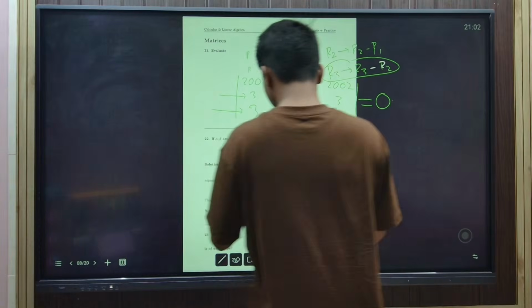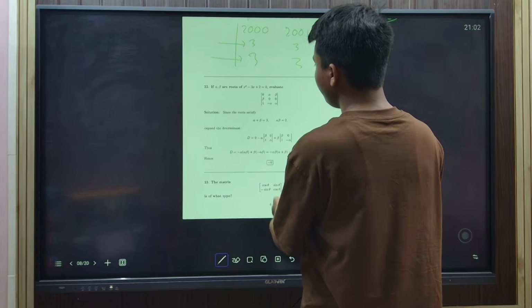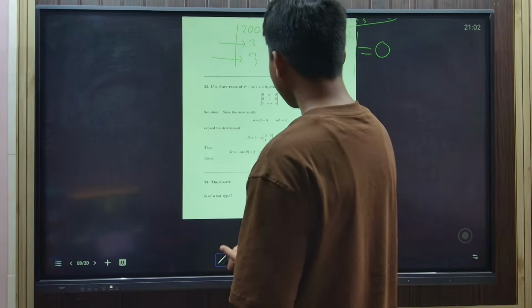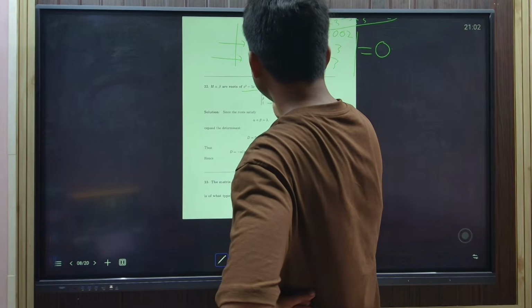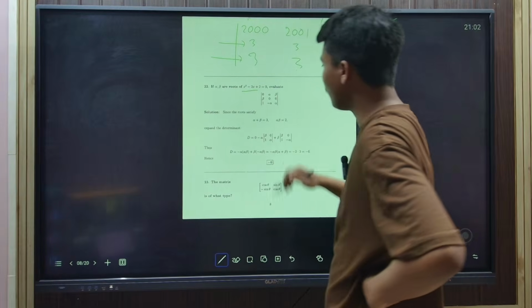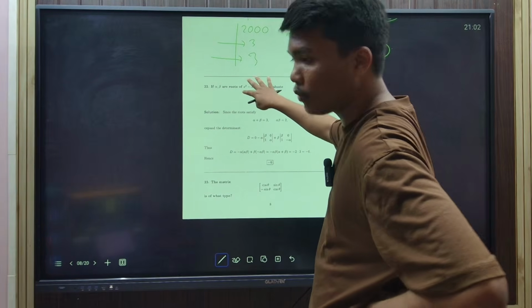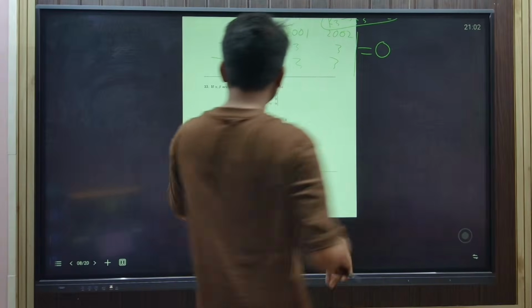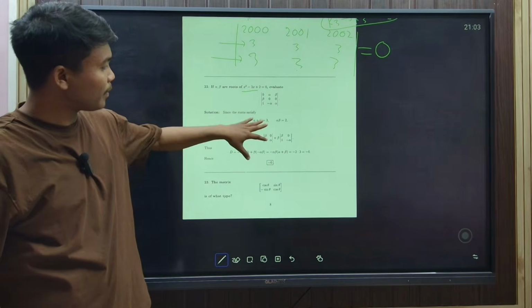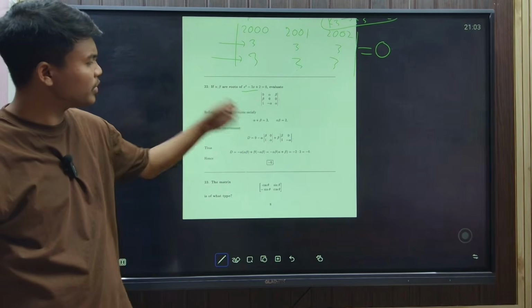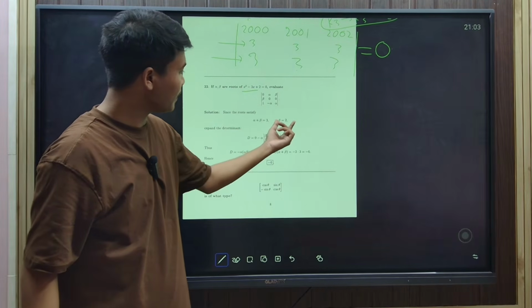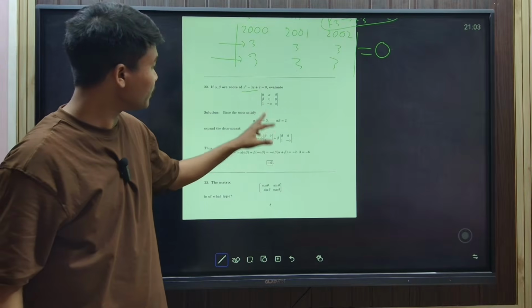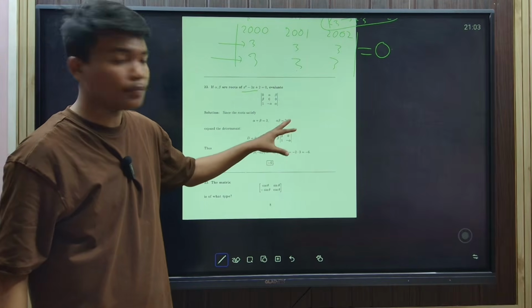So now next problem. If alpha and beta are the roots of the equation x cube minus x square minus 3x. Now alpha and beta are roots of a quadratic equation, so I cannot find alpha and beta by Sridhar Acharya's formula or whatever. Now alpha plus beta equals 3, alpha beta equals 2. That means the sum of the roots is minus b by a and the product of roots is c by a.